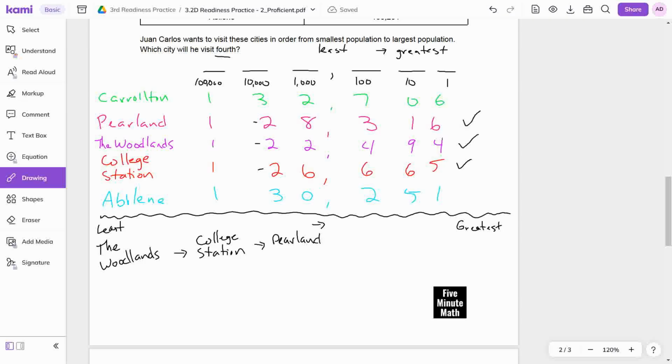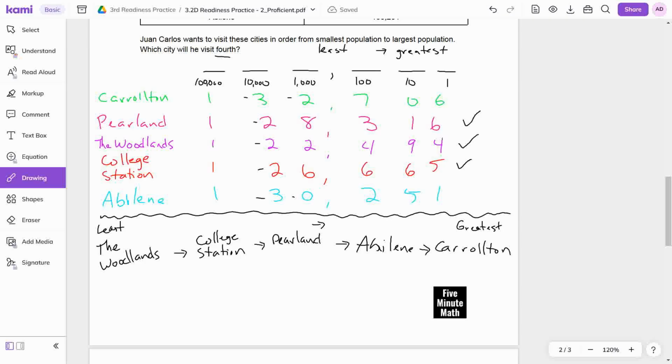Now what I could do is I can zoom back out and I can look at the other 2, the 2 that have the 3 in the 10,000s. Now they're tied in the 10,000s and the 100,000s, so we need to look at the thousands, but that is going to get us a 2 and a 0, and 0 is smaller than 2, so we're going to put Abilene in here next, and then we're going to end up with Carrollton. That is our greatest.